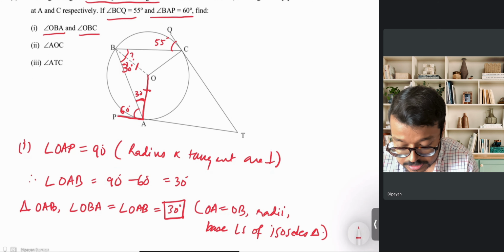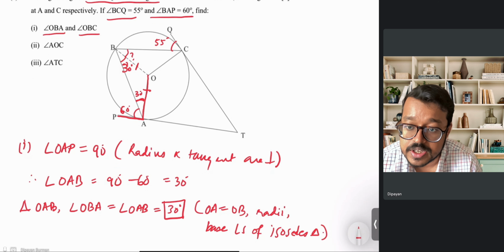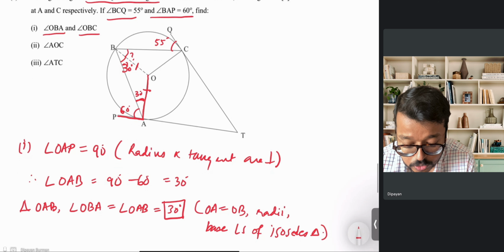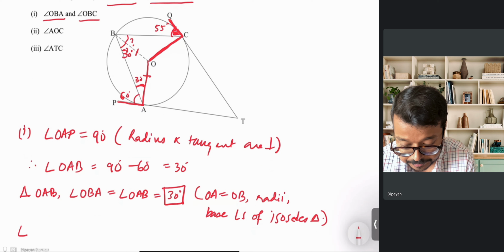So one answer is 30 degree, OBA is 30 degree, and then in the exact same way I can find out what is angle OBC. So I have QCB 55 degree, and also OC is a radius, QC is a tangent. So angle QCO will be 90 degree. So I will be able to say that angle OCB will be 90 minus 55 degree, which is 35 degree.